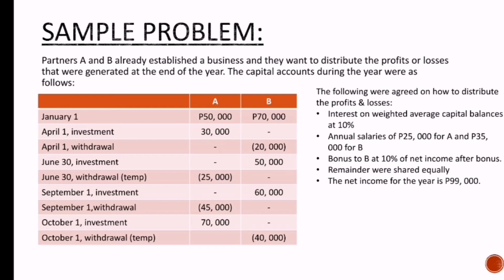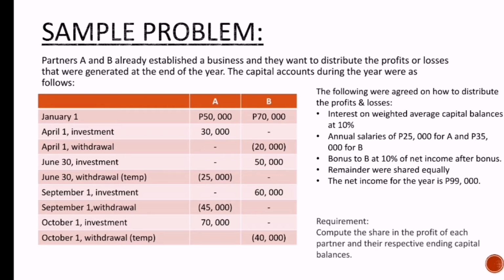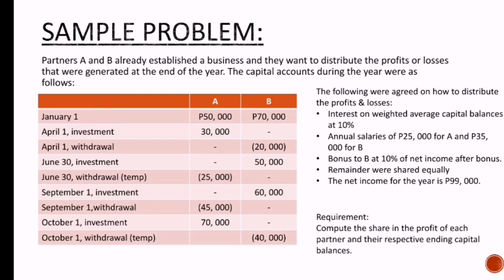So, what does it mean? Ibig sabihin, allowed tayo magbigay ng bonus. Kung itong net income, pinalitan ito ng net loss, automatic yung bonus to B na 10% of net income after bonus, wala na yan. As if parang hindi siya binigay kasi net loss tayo. Pero dahil net income tayo, allowed tayo mag-compute ng bonus kay B. So what is the requirement? The requirement is compute the share in the profit of each partner and their respective ending capital balance.